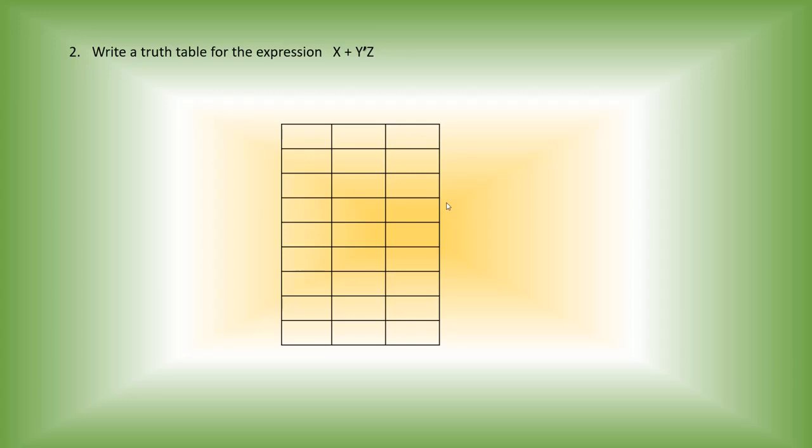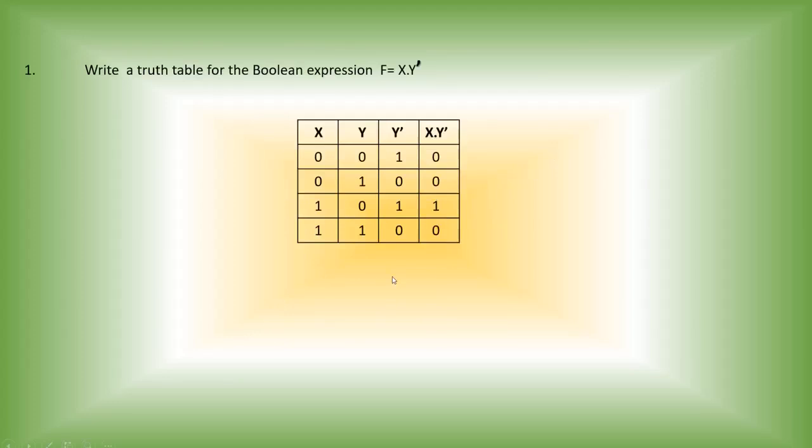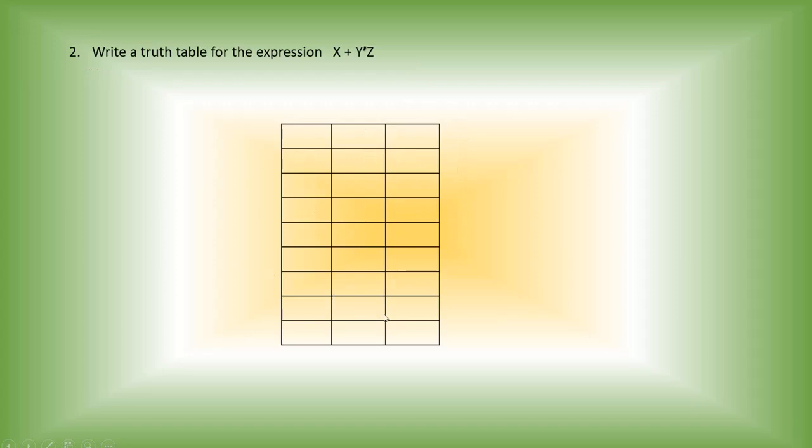So which type of truth table do you have to use? You have to use a 3 variable truth table. 3 variable means how many combinations of values? 2 raised to 3 combinations of values. 2 raised to 3 means 8 values will be there. So for those 8 values I just draw these columns and rows over here.